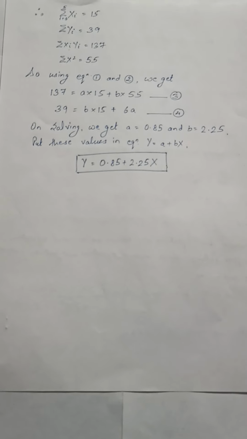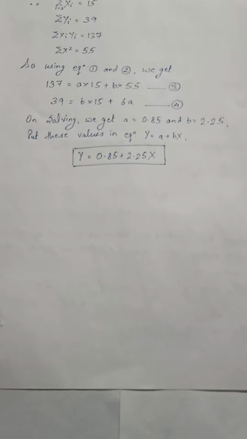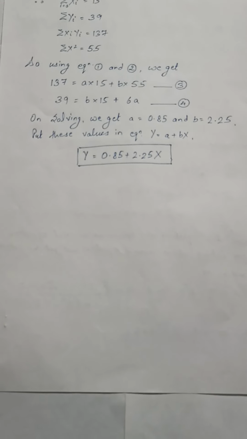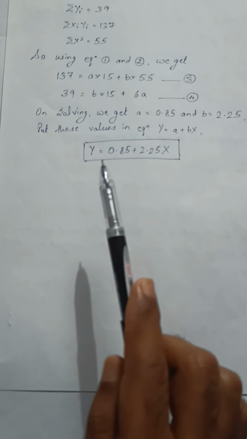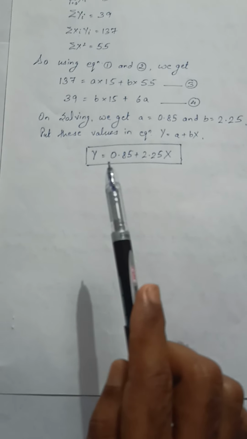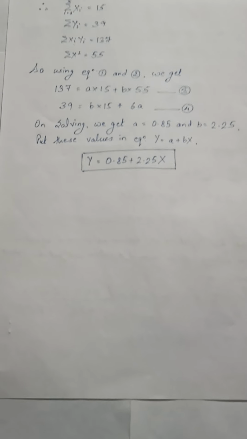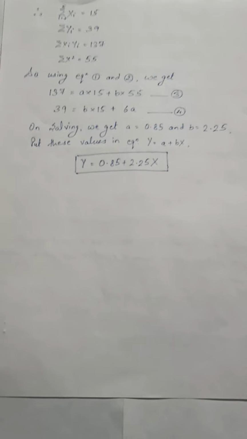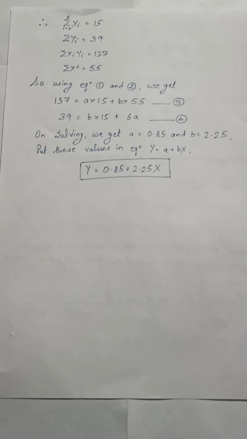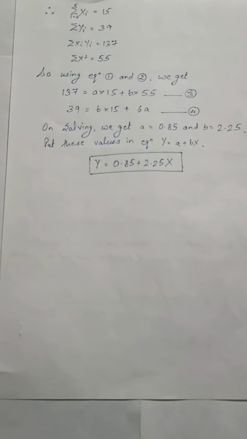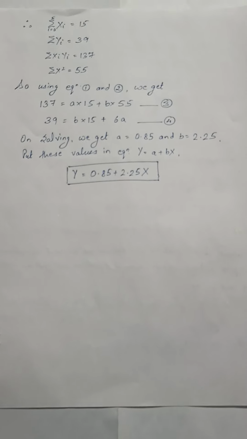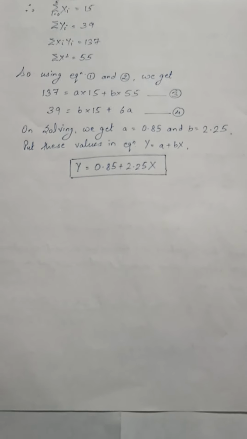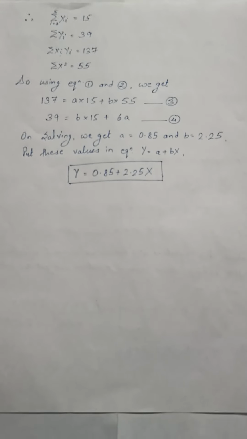So at the last, when we put these values in the equation y equals a plus bx, because we need the answer in this form only, the required equation that fits the straight line will become y equals 0.85 plus 2.25 into x, and that's your required equation. So today we have done this least square method, that is, least square fit of the regression line. In the next videos we will do the further topics of this chapter.